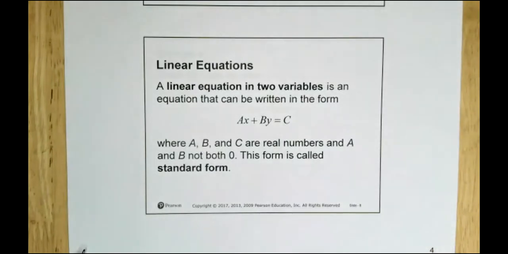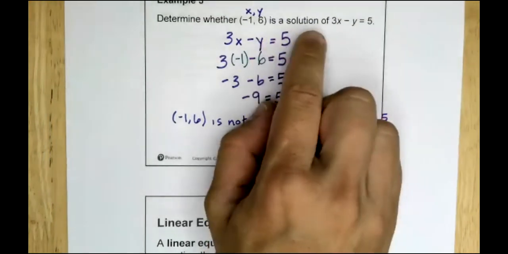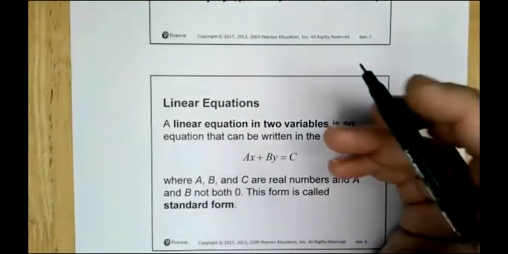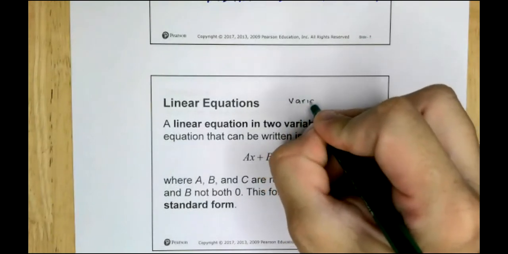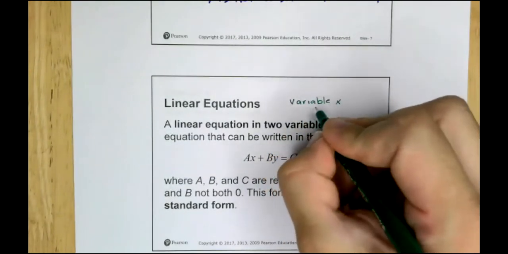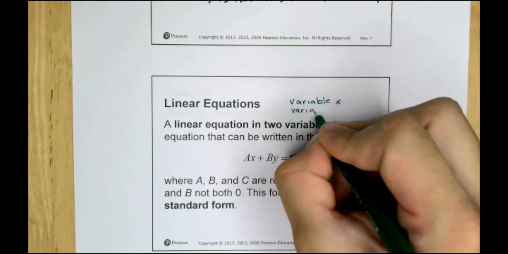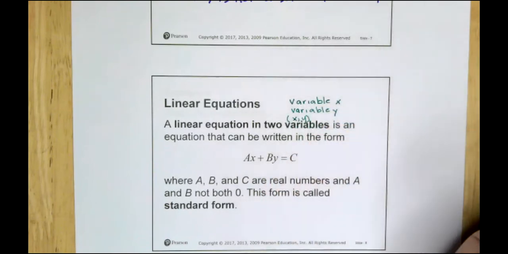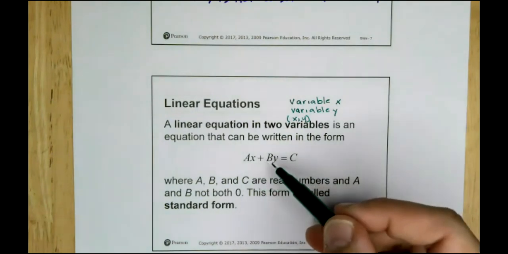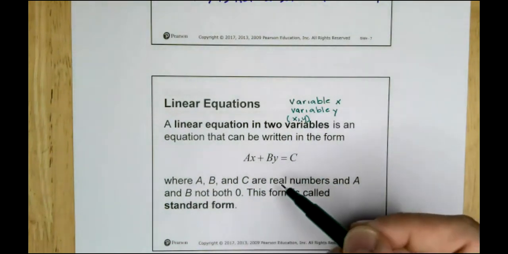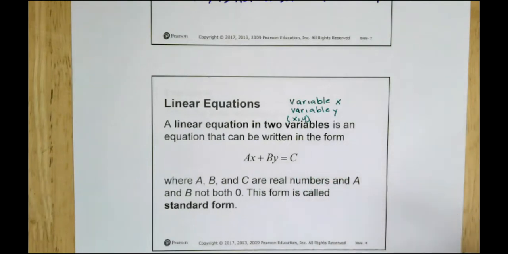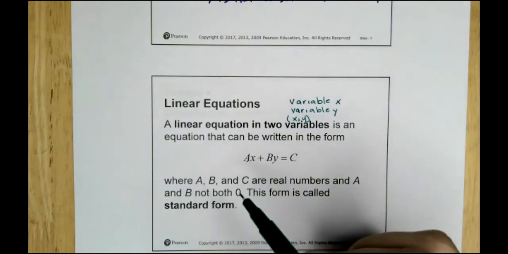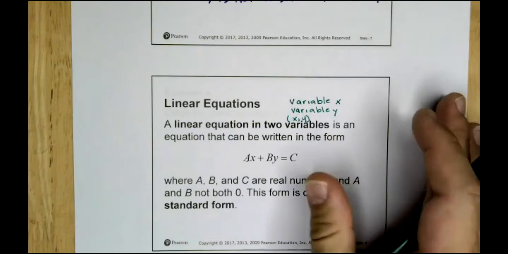A linear equation in 2 variables, the variables are x and y, variable x and variable y, is an equation that can be written in the form ax plus by equals c, where they are all real numbers. So this could be any number, but a and b are not both 0, right? It's called standard form. Okay.